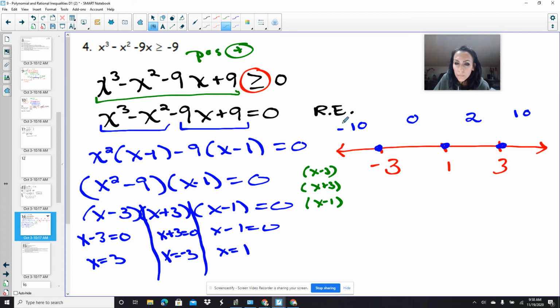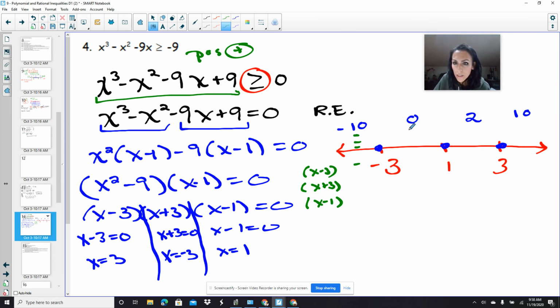All right, let's plug in -10. -10 minus 3, that's a negative, negative, negative. What's a negative times a negative times a negative? It's going to be negative. So if you have an odd number of negative factors, your product's going to be negative.